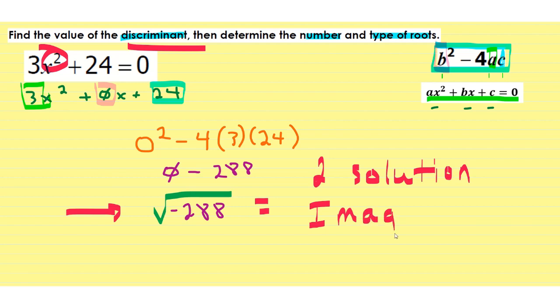So hopefully this helps you think about this process and helps you understand how to use the discriminant to determine information about your solutions. Two solutions, and they will be imaginary.